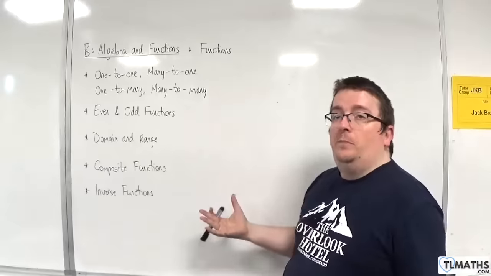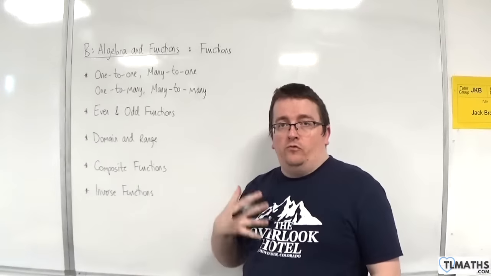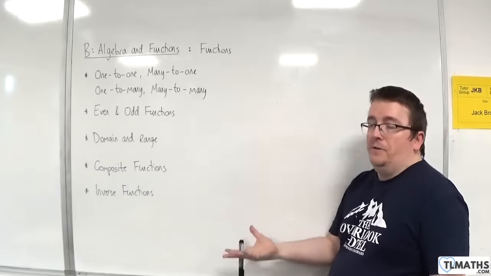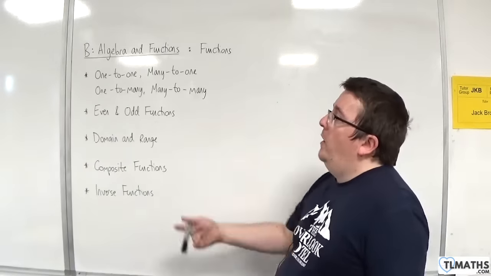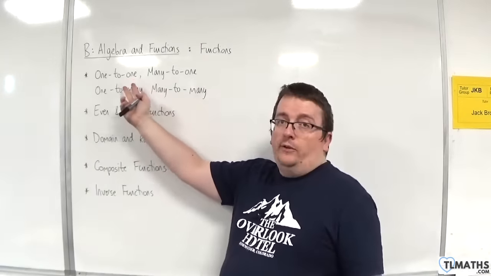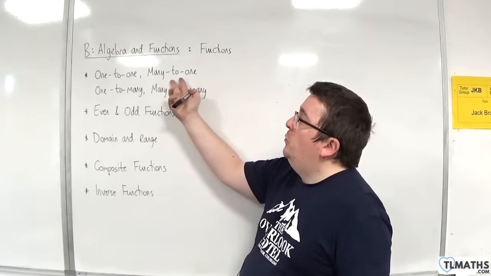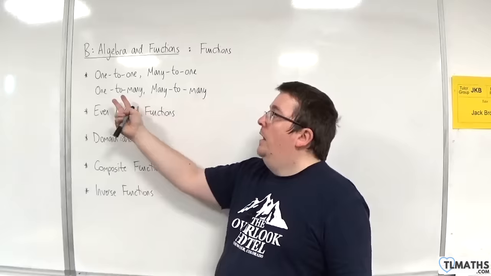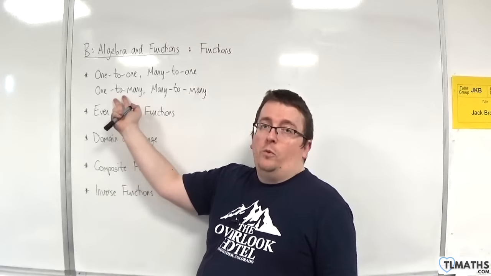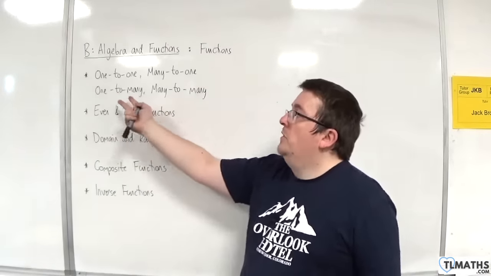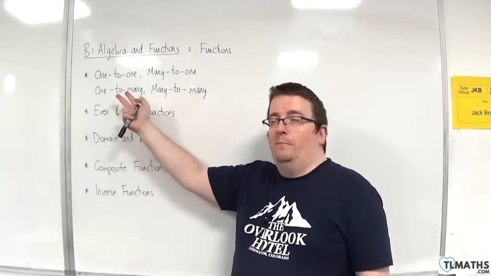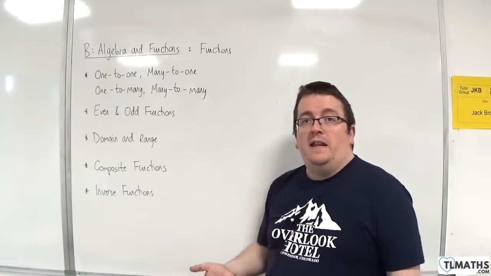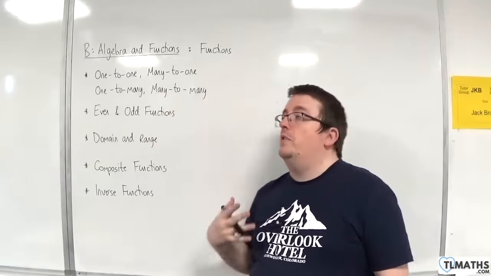First of all, I expect you to be able to identify types of graph and know about one-to-one, many-to-one, one-to-many, and many-to-many. So one-to-one would be something like y equals x, for example. Many-to-one, y equals sine x, or y equals x squared. One-to-many, x equals y squared. So, you know, we don't come across many, no pun intended, one-to-many graphs. And then we've got many-to-many, which is something like a circle or an ellipse.